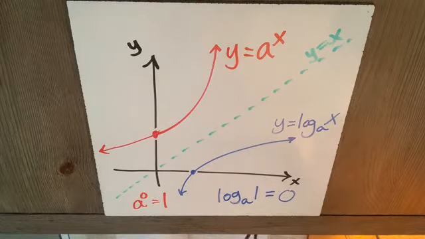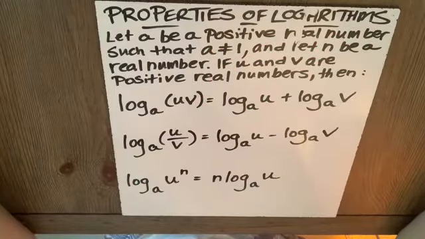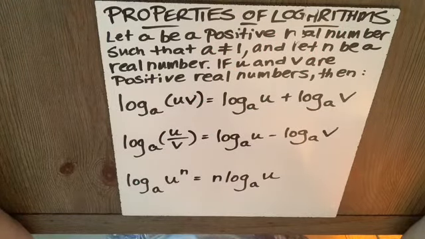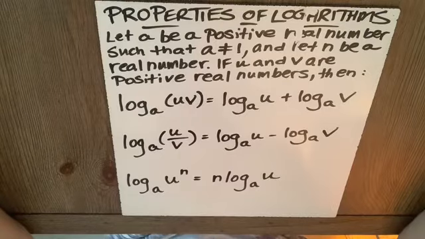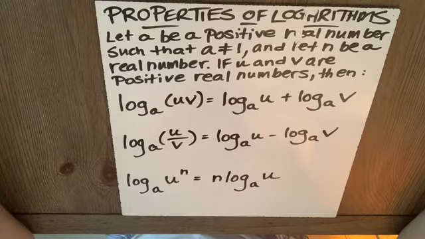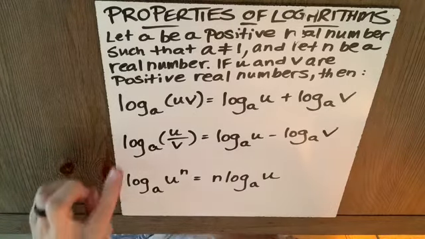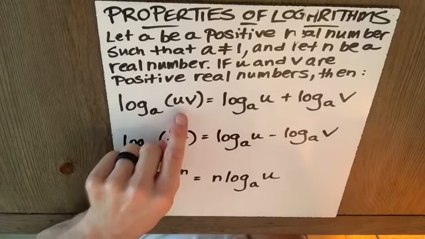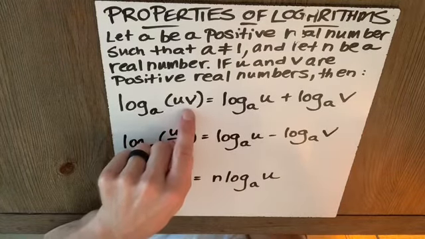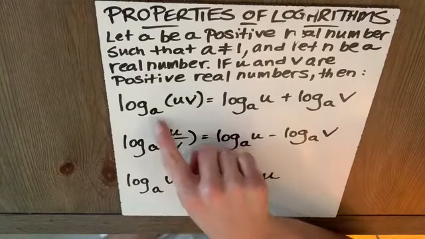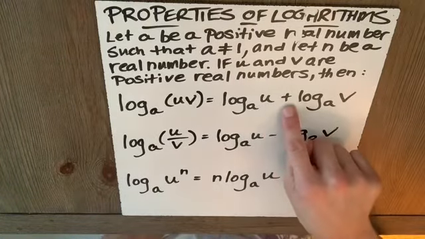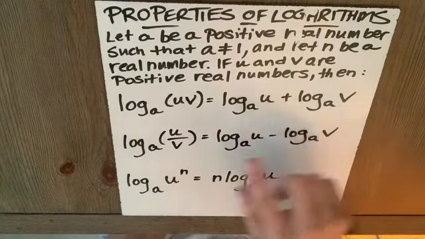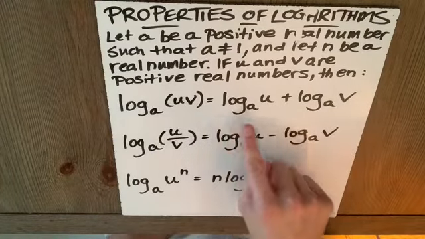Of course, there are going to now be properties of logarithms that we should know as well. Properties of logarithms. Let a be a positive real number such that a does not equal 1. Let n be a real number. If u and v are positive real numbers, then our product property: log base a of, the argument has to be something times something, u times v, will give us log, notice the base stays the same, of the first, plus log, base stays the same, of the second. Notice, please, that one log becomes 2 logs.